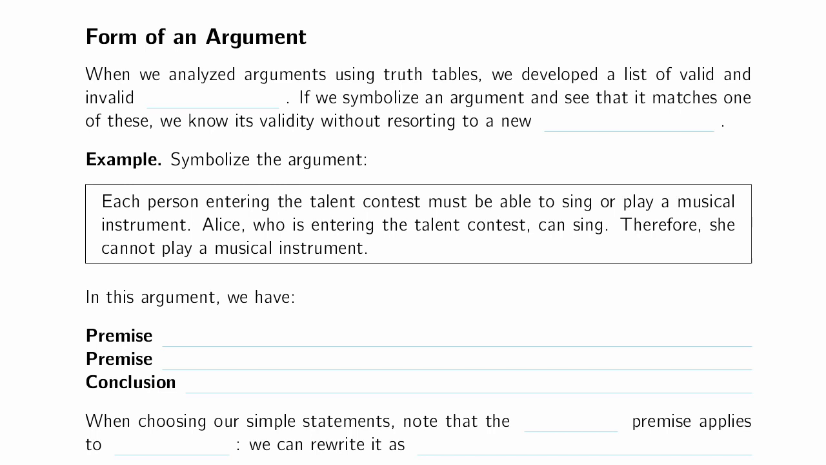When we analyzed arguments using truth tables, we developed a list of valid and invalid forms. Why did we want to have a list like that? Well, if we symbolize a new argument and we see that it matches one of these forms, we already know whether it's valid or invalid without resorting to a new truth table.